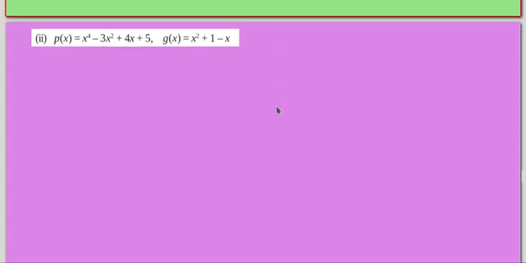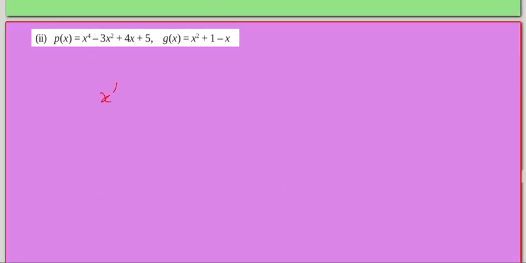Next, another division: x to the power 4 minus 3x square plus 4x plus 5. This we are dividing by g of x. See, in this g of x it is not given in order. Better that we write it in order, it is easy for us to divide. So x square minus x plus 1. The x square term, x term, constant term. If we write in this order, it is easy to divide.